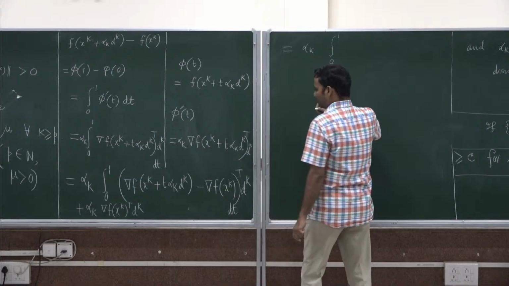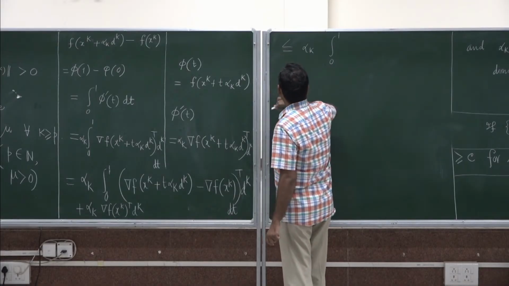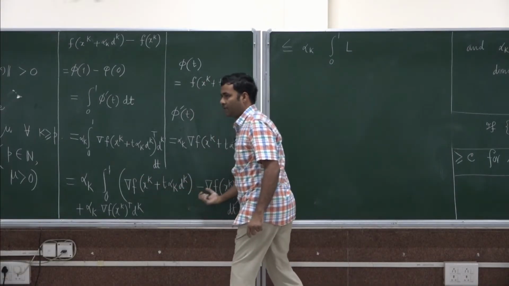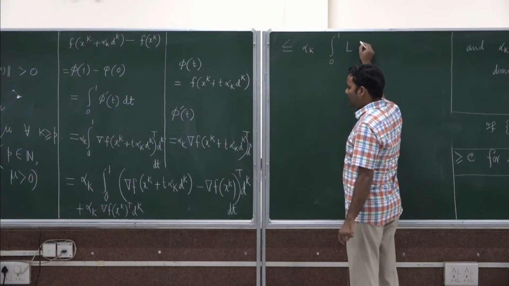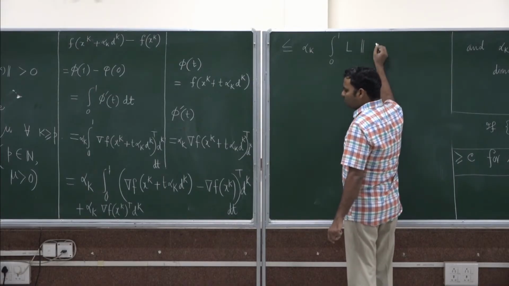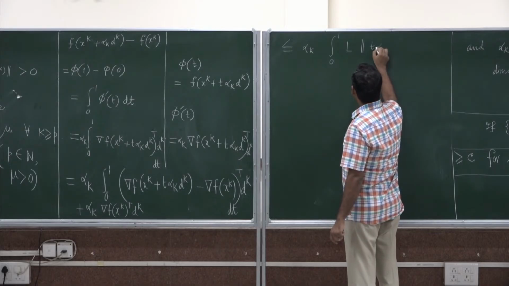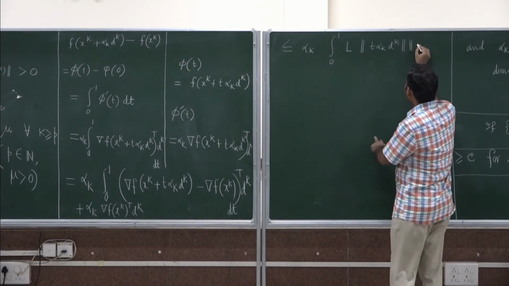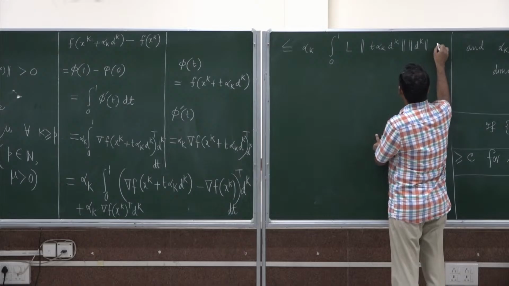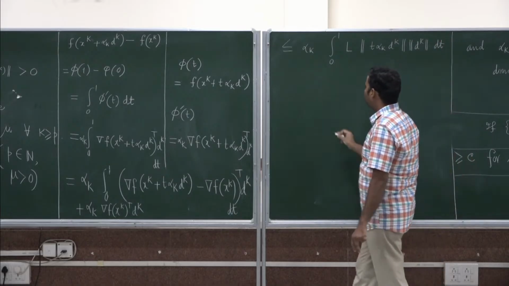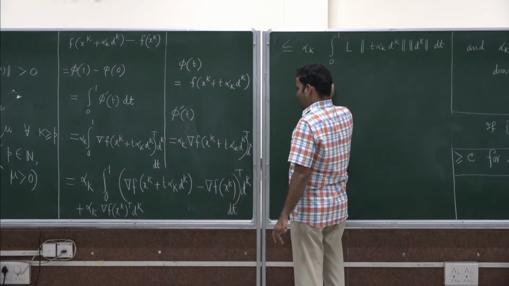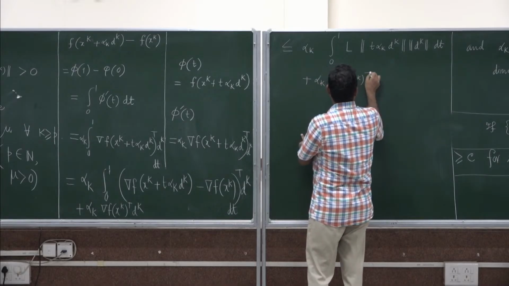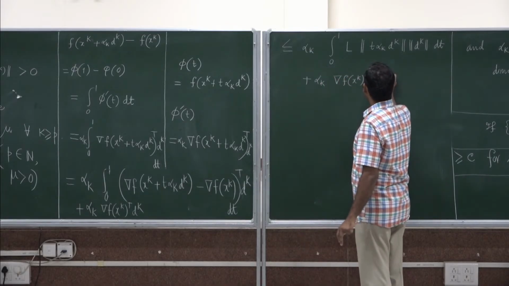So alpha k, this will be less than or equal to alpha k times capital L, this portion the norm of the difference, then L times norm of t alpha k dk and norm of dk dt, fine, plus alpha k gradient of f xk transpose dk, right?